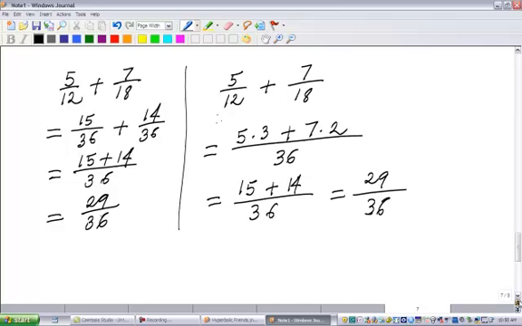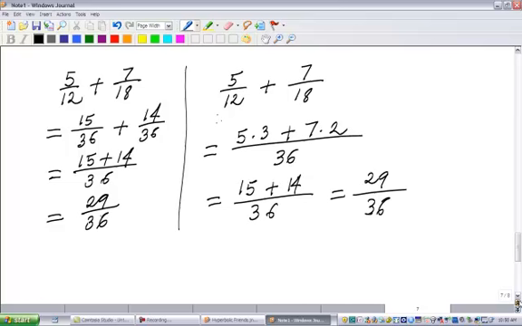The first way we multiply 3. So the first way is basically we are trying to make the denominators the same. We are trying to get the same denominator in both fractions. So in the first fraction, we want to get 36 in the denominator. So if I want to get 36, I have to multiply both the numerator and the denominator by 3. You see, if I only multiply the denominator by 3 and I don't multiply the numerator by 3, then I am changing the fraction.